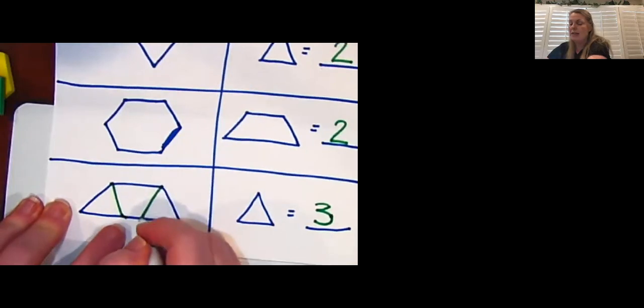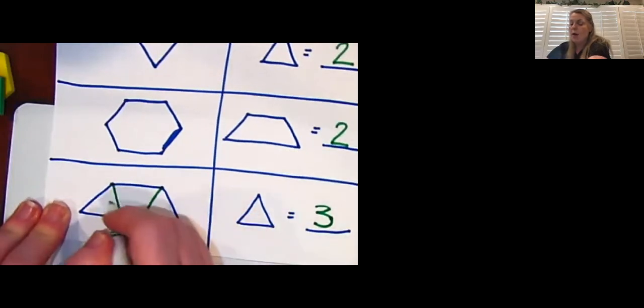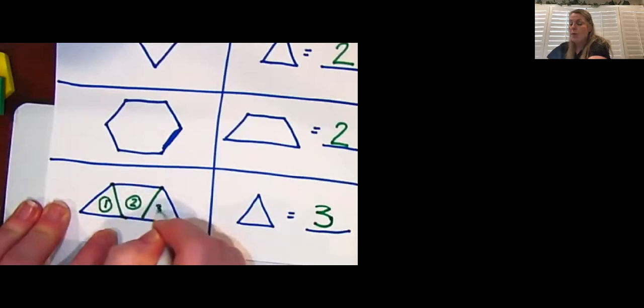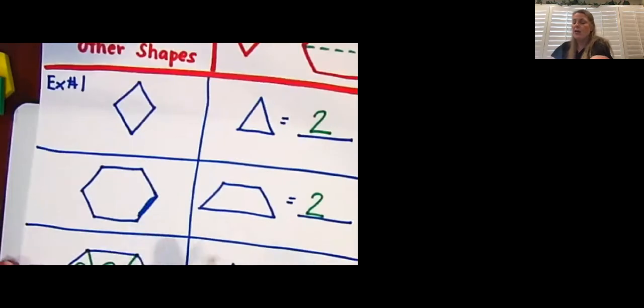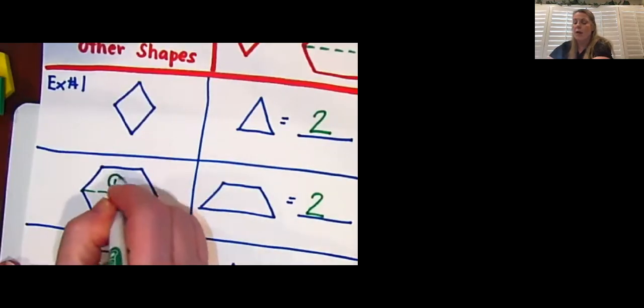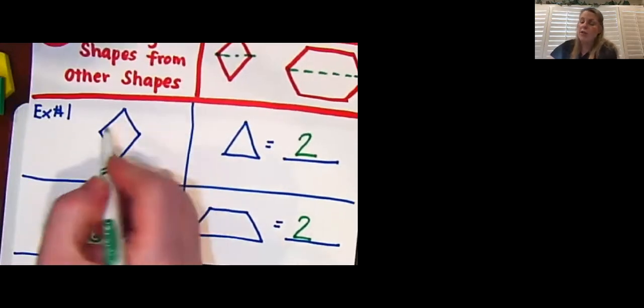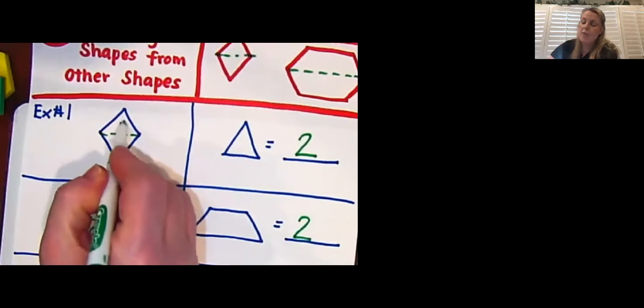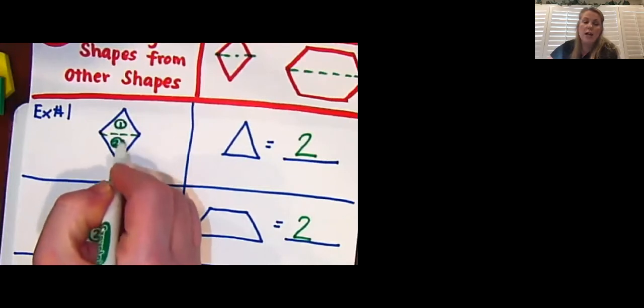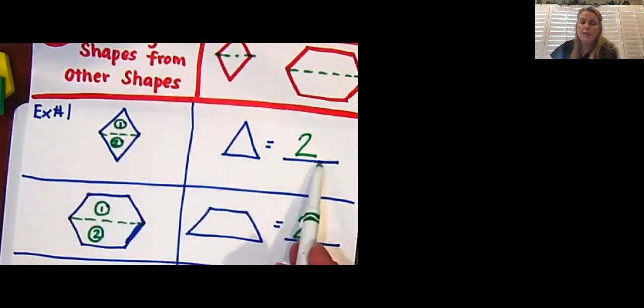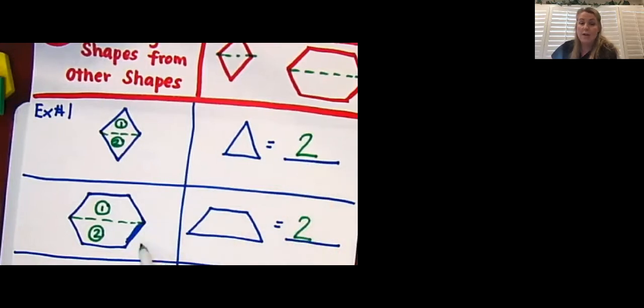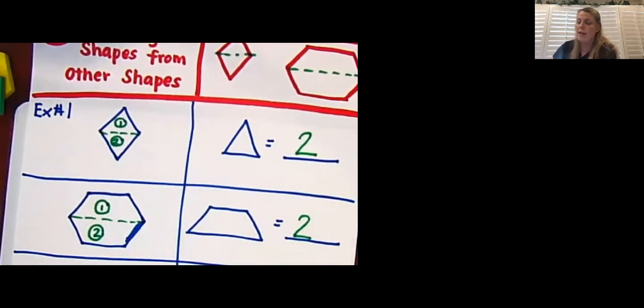If I made it a little bit skinnier, we would have one, two, three. And if I don't have the shapes, I can just draw the line, dot, dot, dot, dot, dot, and that would be one and two. And again, for the rhombus, if I don't have those shapes, I just draw a line and I have one and two. Let's check. So I did two. Yep, that's right. Let's look at the next one. We have two. That's right. Yep. And our last one, three.